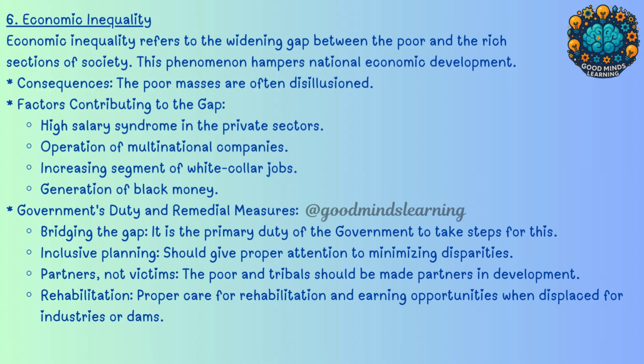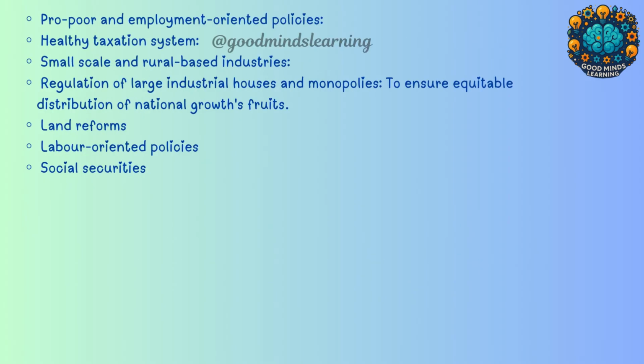Pro-poor and employment-oriented policies. Healthy taxation system. Small-scale and rural-based industries. Regulation of large industrial houses and monopolies, to ensure equitable distribution of national growth's fruits. Land reforms. Labor-oriented policies. Social securities.